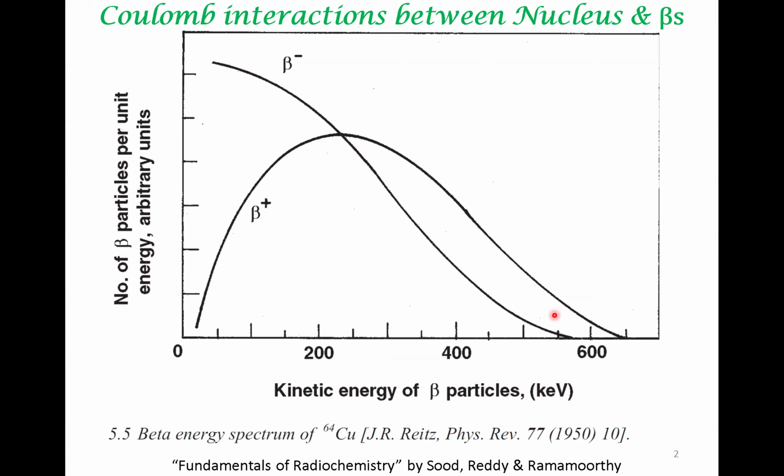In addition, you have a larger number of particles at somewhat higher energies, somewhere in this region, in the case of beta plus decay. So there is a strong repulsive interaction between beta plus and the nucleus, and a strong attractive interaction between beta minus and the nucleus. This is the main reason behind this kind of distribution, which is different for beta plus and beta minus.